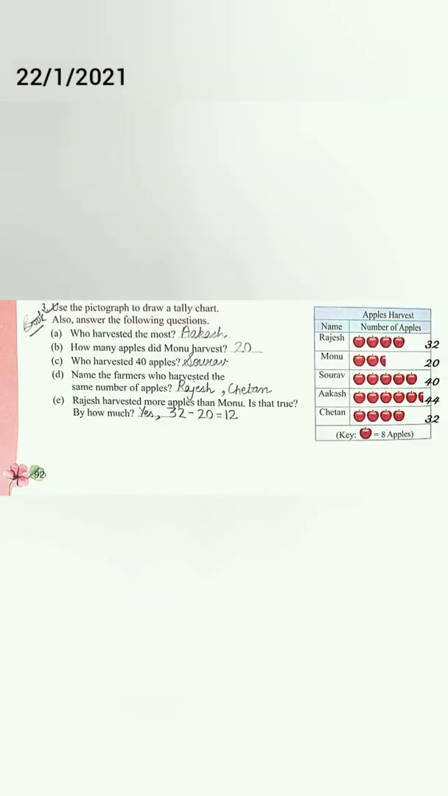Now we will find by how much. We will find it by finding the difference between the number of apples harvested by both. We will subtract 32 minus 20 equals 12. So the answer is yes, 32 minus 20 is equal to 12. Now you can check your answers from here.